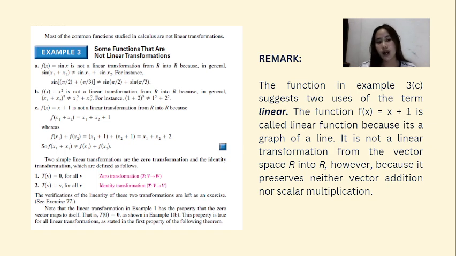because f of x1 plus x2 is equal to x1 plus x2 plus 1, whereas f of x1 plus f of x2 is equal to x1 plus 1 plus x2 plus 1, which is equal to x1 plus x2 plus 2. So, f of x1 plus x2 is not equal to f of x1 plus f of x2.